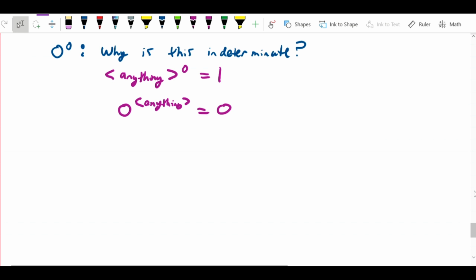So we come now to another one of those kind of stealth L'Hopital's rule forms. This one is 0 to the 0. Now you might ask, why is 0 to the 0 indeterminate? It certainly looks like it might be just 0.